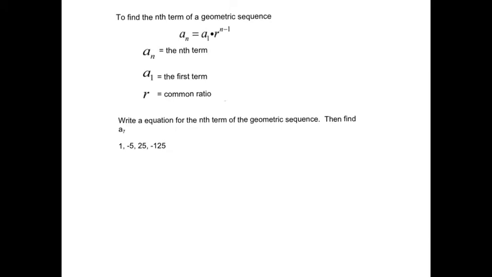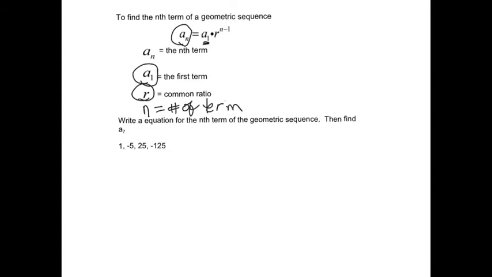Okay, so on the formula you have 1, 2, 3, 4 variables. So a subscript n is simply whatever term you're looking for. A subscript 1 is the first term, r is your common ratio, and n is the number of term you're looking for.